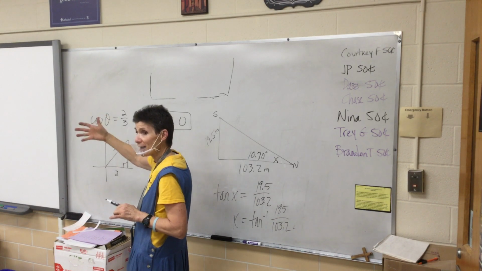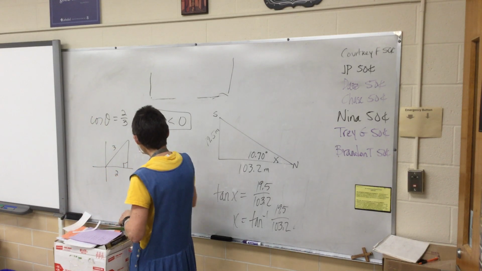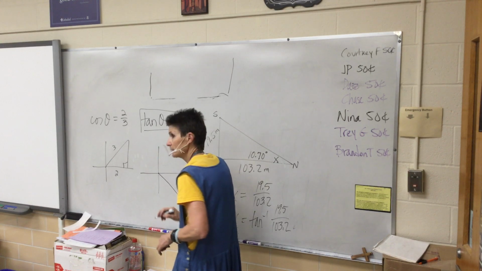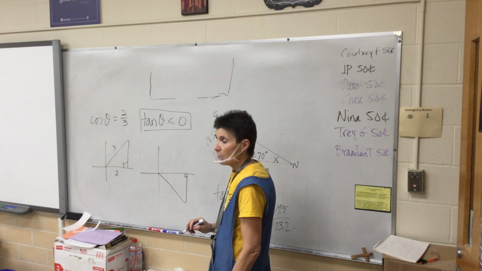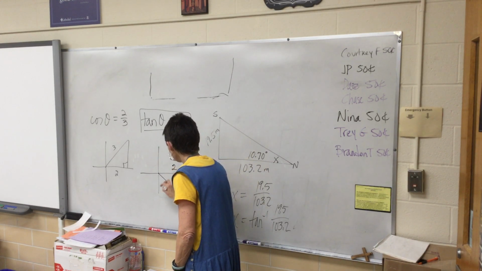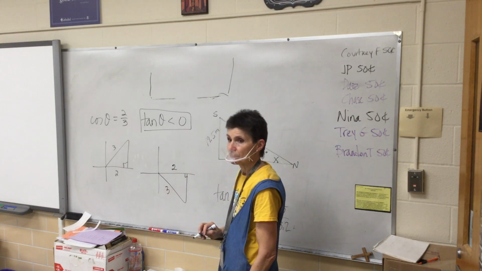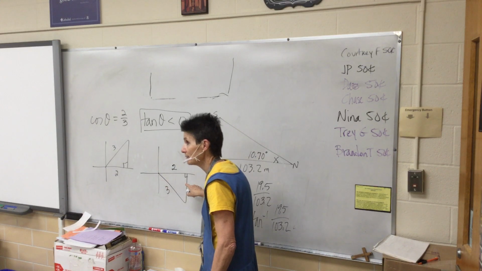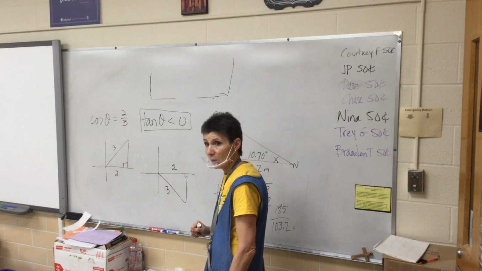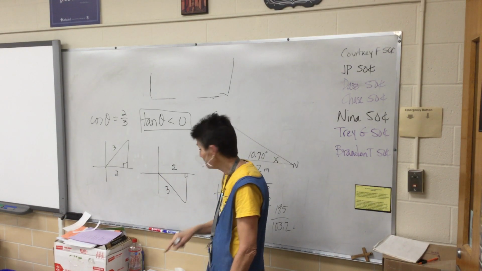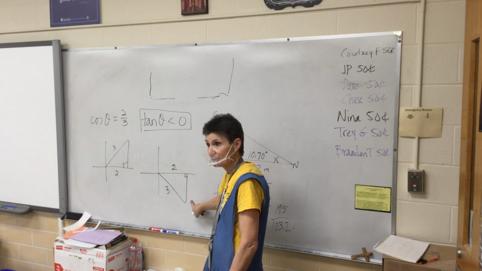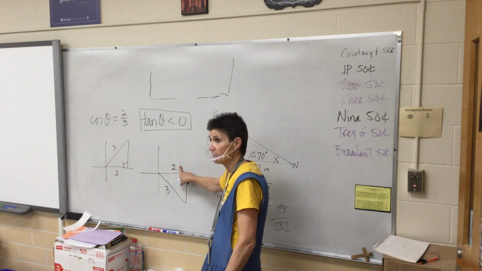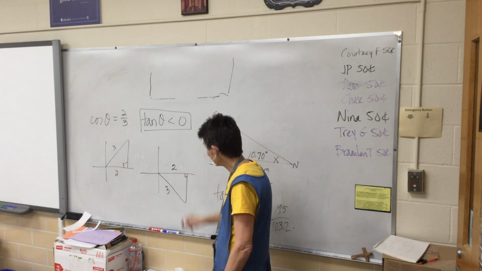So I see Josh going like this. Josh is saying, well, what if I drew the triangle down here? Would the cosine still be 2/3? Yes, because x is still positive, right? But now, when I do my Pythagorean theorem, this will be negative, and that will make the tangent a negative number. So let's go ahead and do the Pythagorean theorem.